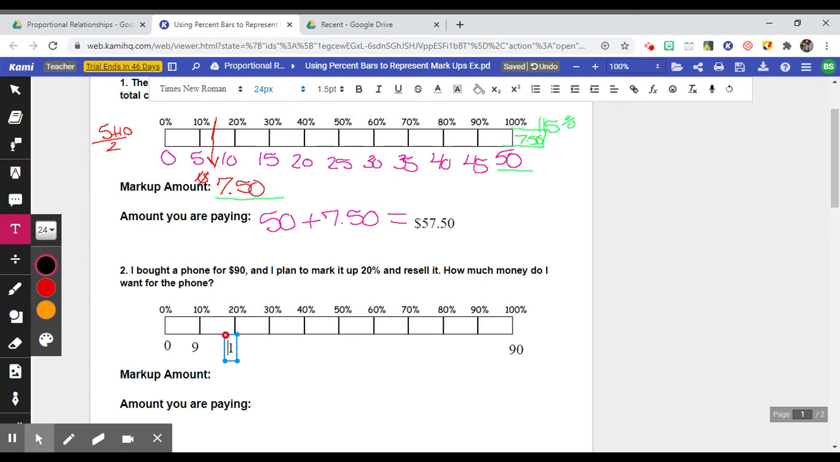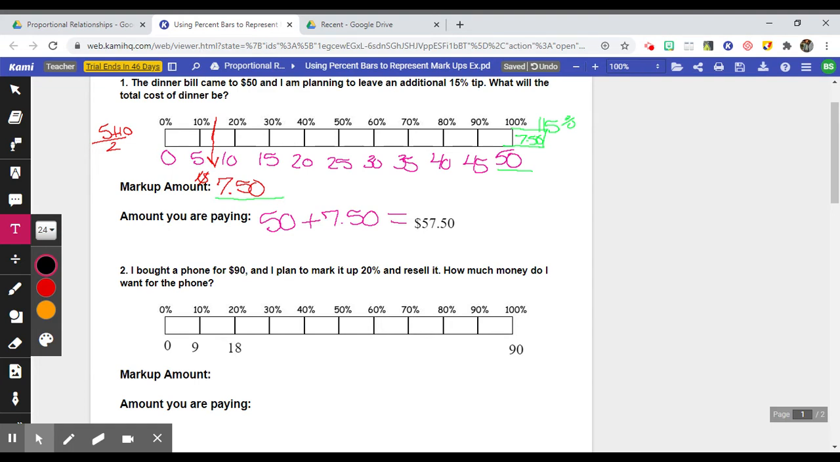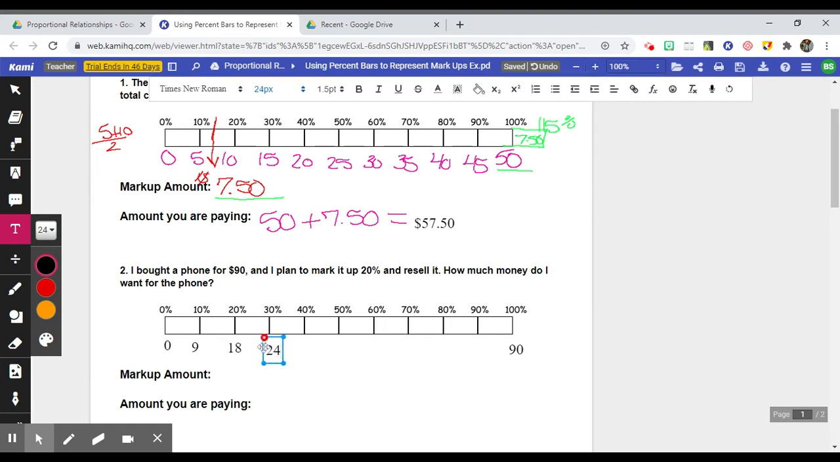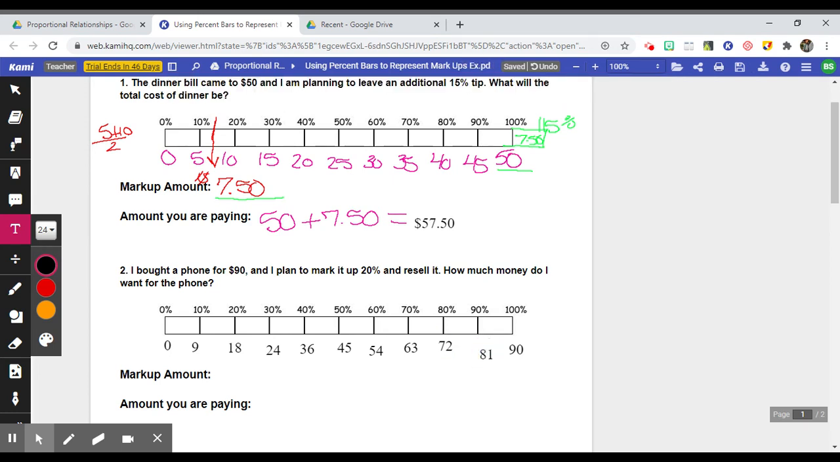Then 18, 27, 36. I can't count. 45, 54, 63, 72, and then 81. Okay, so your numbers don't have to be on here straight or anything. I'm just giving you an example of how it can look.